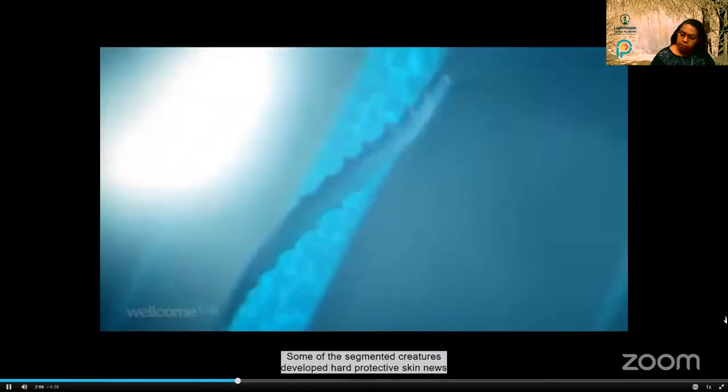Others had bodies stiffened by an internal rod. They, understandably, developed sense organs around their front end. A related group had bodies that were divided into segments with little projections on either side that helped them to move around on the sea floor. Some of these segmented creatures developed hard protective skins which gave their bodies some rigidity. So now the seas were filled with a great variety of animals.